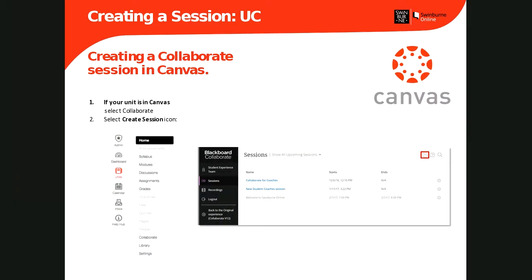Now, just the same in Canvas, in order to create sessions, you're going to select Collaborate from the left-hand panel, as we discussed before, and that will open the Collaborate platform, and you can click again on the plus symbol in the top right to start creating sessions.